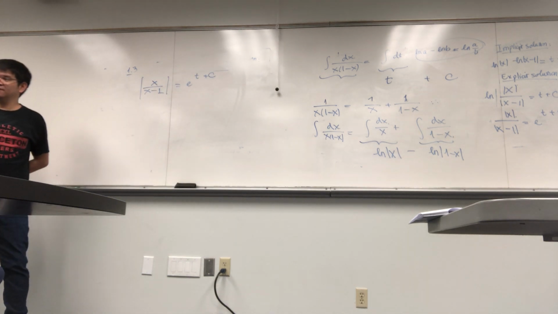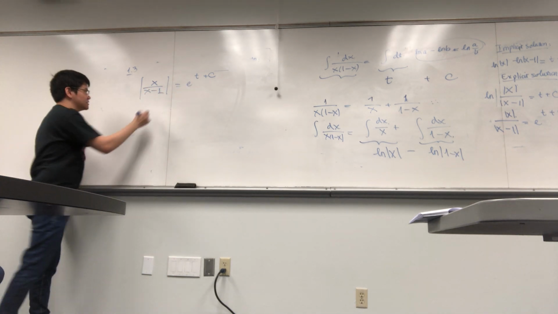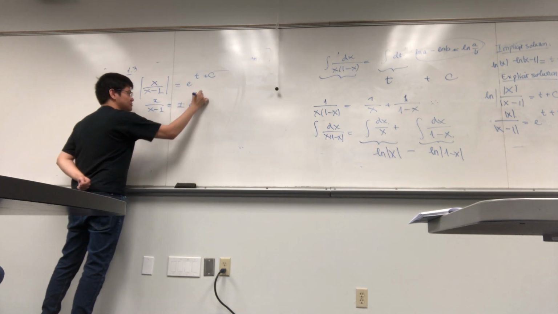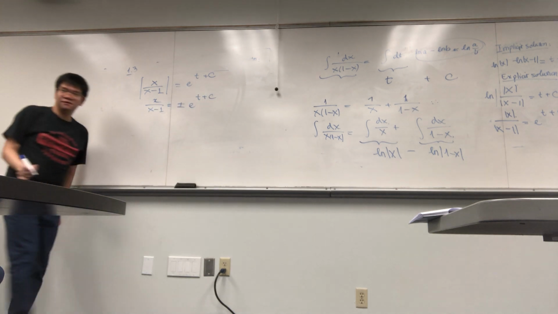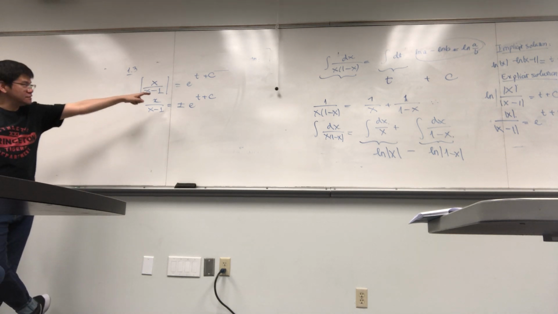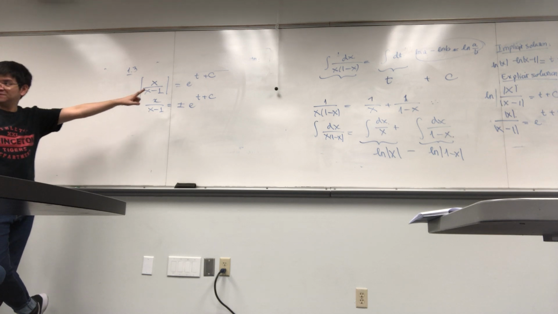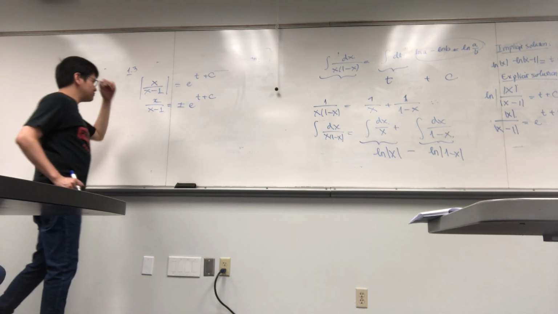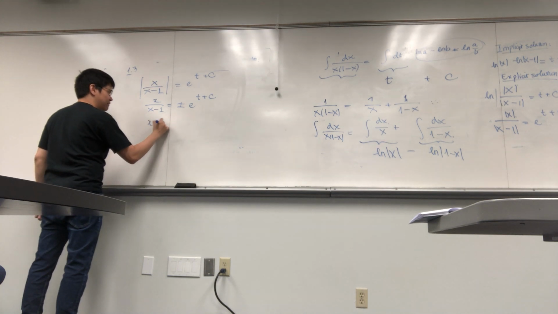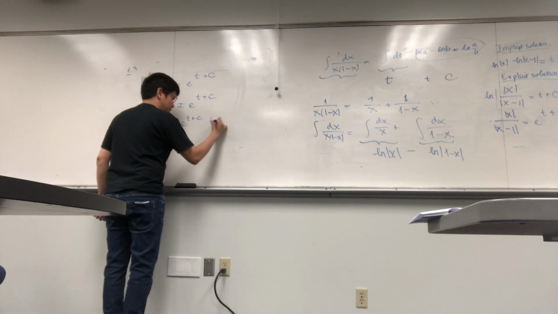Right? Meaning that this is going to be plus or minus of this guy. So I have x over x minus 1 is plus or minus e to the t plus c. Right? Because the absolute value of this guy is e to the t plus c, so this guy should be plus or minus e to the t plus c. Now I have to solve for x. So in this case I have x is plus or minus e to the t plus c times (x minus 1).